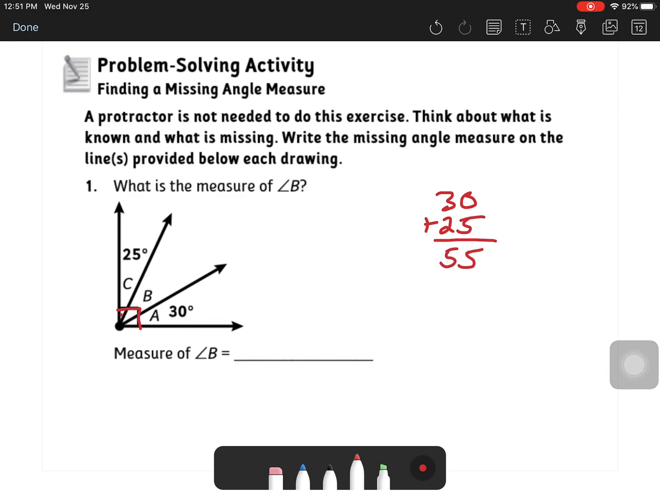So if the whole thing is 90, that means I have to take 90 minus 55 to get my answer, which we're going to find. If I borrow there, make that an 8 and that a 10, I'm going to get 35. So 35 degrees should be what's left right here. So if I would add together 25 and 35 and 30, that would add up to 90.